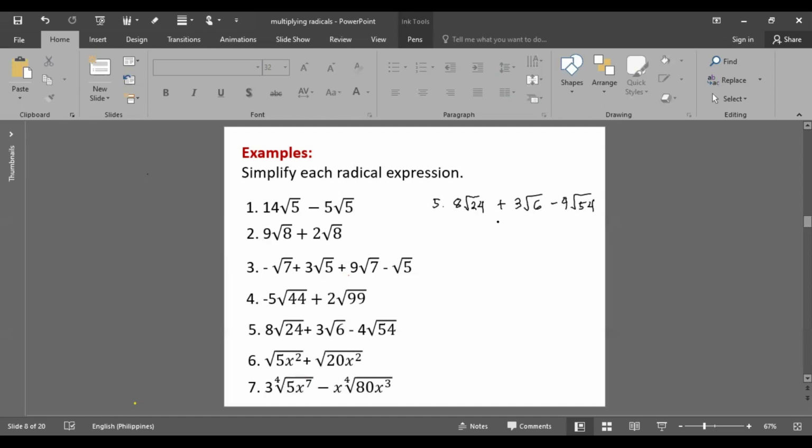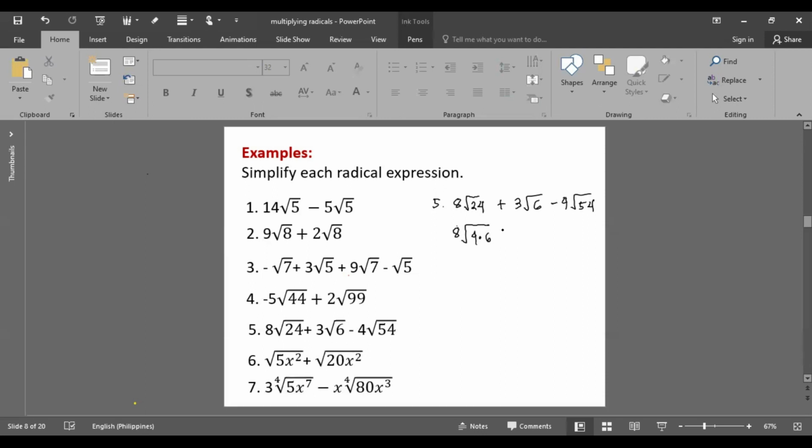Let's try number 5. 8 the square root of 24 plus 3 the square root of 6 minus 4 the square root of 54. So sa unang tingin, sasabihin nyo, dissimilar radicals sila. But let's try to simplify each term first. So what is the simplified form of 8 the square root of 24? Think of the factors of 24 wherein one of those factors has a square root. It's 4 times 6, right? 4 times 6 is 24, wherein 4 has a square root.